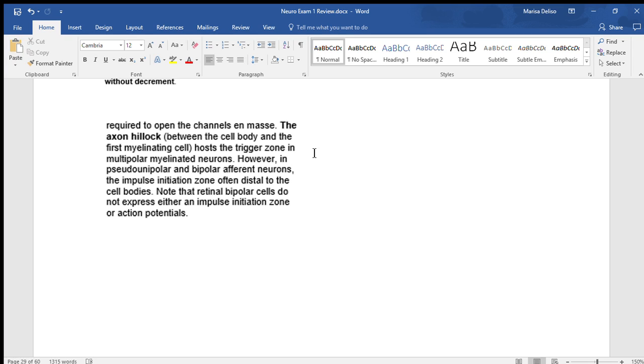So in motor, the axon hillock, which we know is this guy right here. If they draw it like this and this is a motor fiber, this is our initiation zone, right? Where my axon begins.